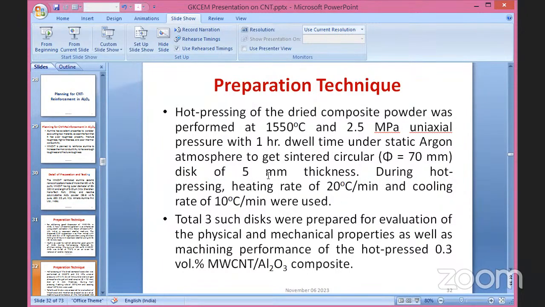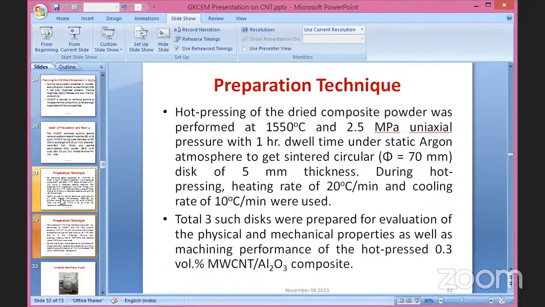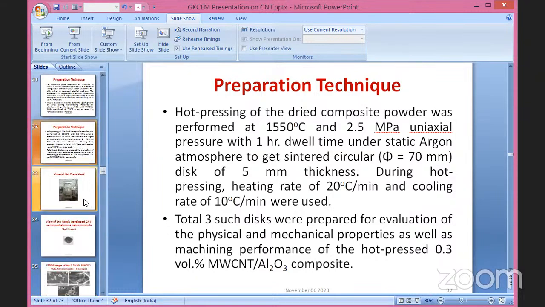During hot pressing, a heating rate of 20 degrees Celsius per minute and a cooling rate of 10 degrees Celsius per minute were used. In total, 3 such discs were prepared for evaluation of the physical and mechanical properties, as well as to judge the machining performance of the hot pressed 0.3 volume% multi-walled carbon nanotube and alumina composite. So we call it a nanocomposite. From these discs we cut small inserts to put into a tool holder for the machining process.